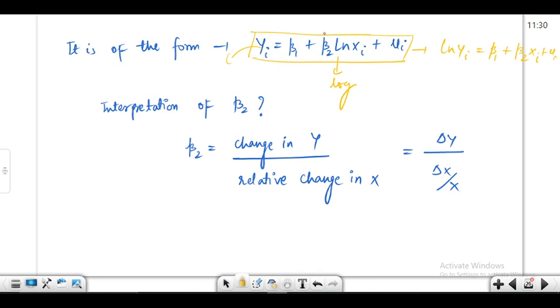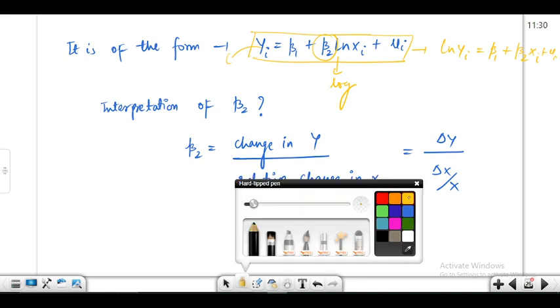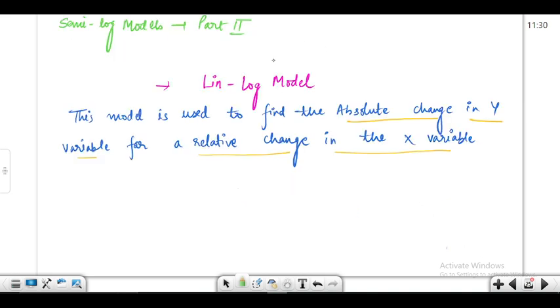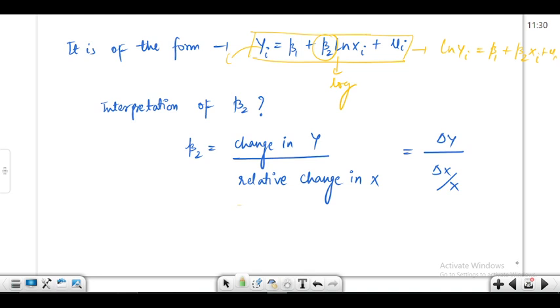The important part here is to understand the interpretation of your beta 2. We had already discussed what beta 2 is going to tell us here. From the first definition that we read, it's going to represent the absolute change in the y variable for a relative change in the x variable. This is your beta 2 and this is what it is representing.